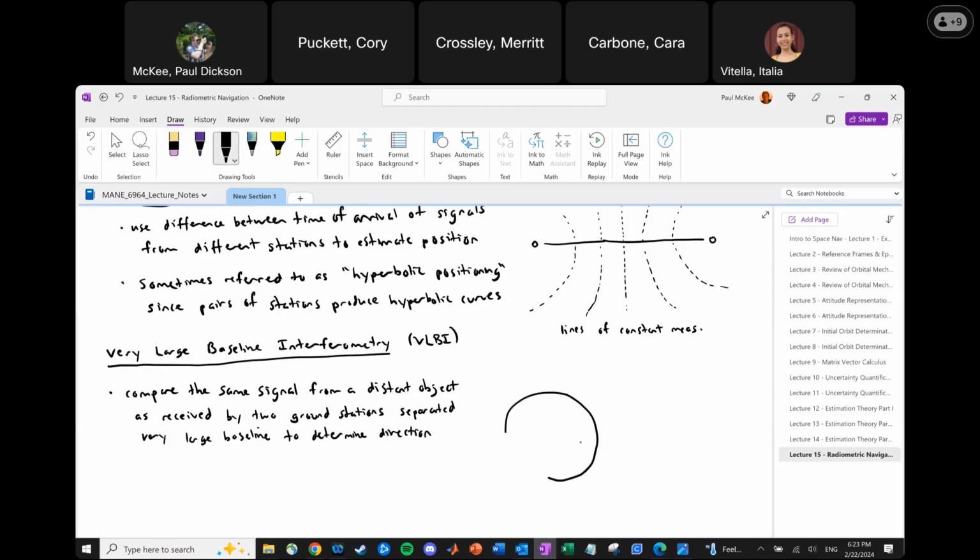So here's the Earth, and say we've got a ground station right there, and another ground station right there, and let's say you've got a spacecraft all the way out here. What's going to happen is the spacecraft's going to blast out a signal. And as those wave fronts get further and further apart, they start to become almost parallel. And you reach the point where incoming light waves are basically parallel.